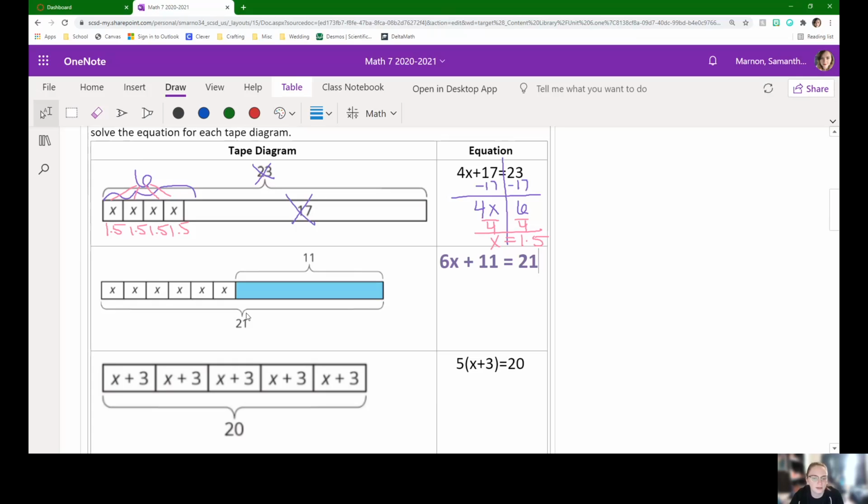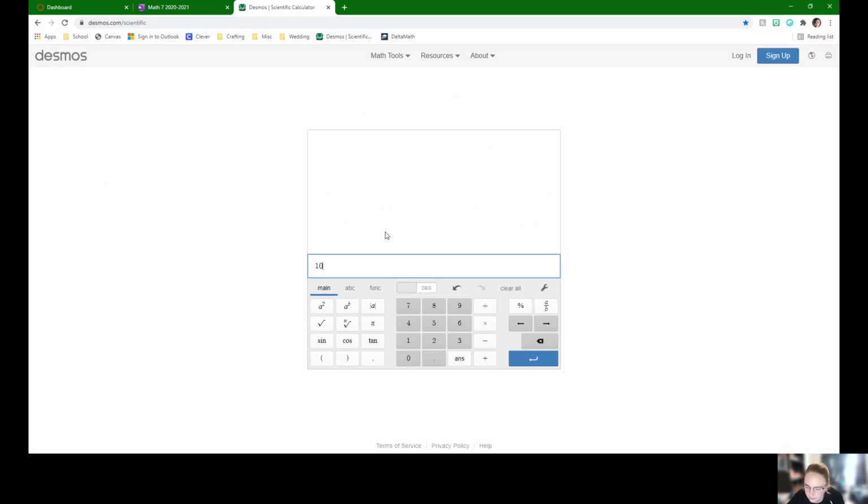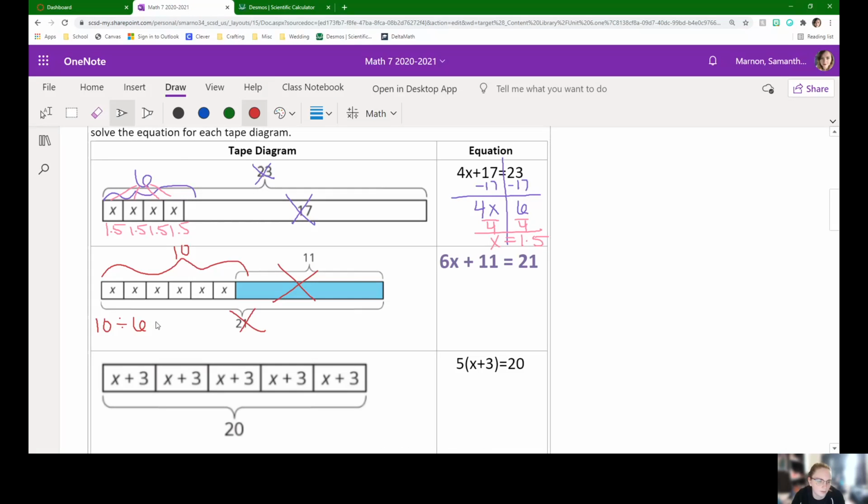So why don't you see if you can either solve the equation or use the tape diagram to figure out what x is. Okay, so if you needed a little help, the first thing we can do is if we take off this 11 from this 21, that's going to just leave us with 10. So we have 10 that we need to split between 6 x's. So we need to do 10 divided by 6. And when we do 10 divided by 6, we can open up our calculator if we need to. 10 divided by 6 is 1.6 repeating, or 1 2/3.